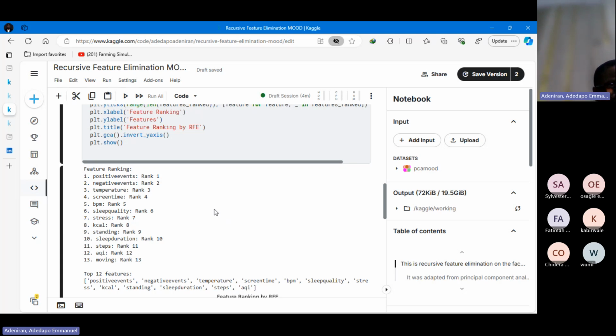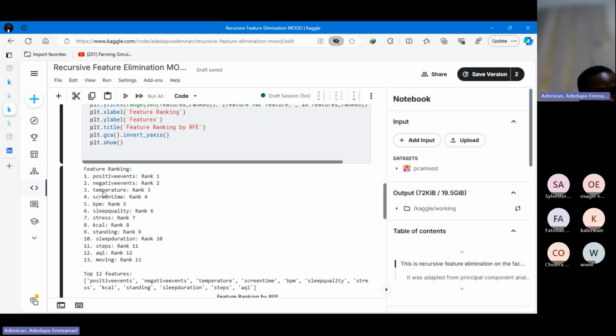So at the end of the day, we noticed that positive event was the most important feature there. That means positive event was the most predictive of my mood. When you think about it, that makes a lot of sense. Negative events too is telling me that negative events also had a very good importance in predicting mood, which actually makes sense because when good things happen to you in a day, obviously your mood is going to go up. And when negative things happen to you on that day, obviously it will negatively affect your mood. So positive events and negative events are ranked really high, meaning that they have a lot of impact on my mood.